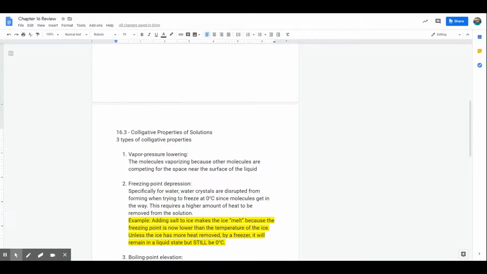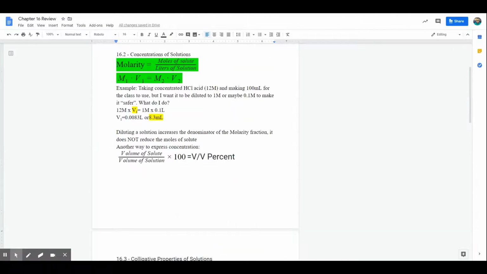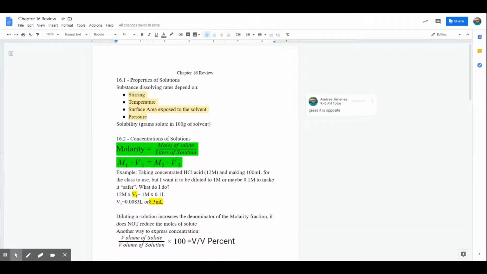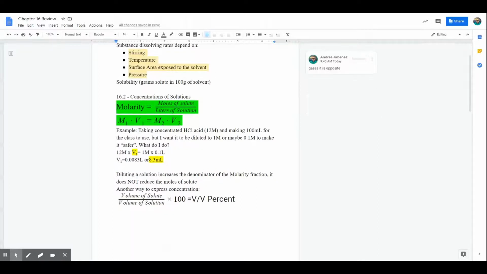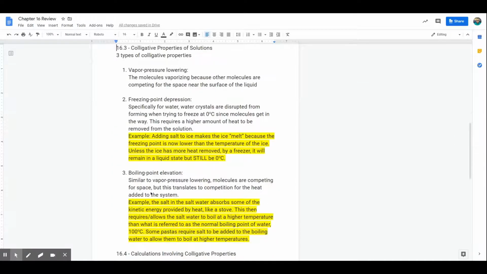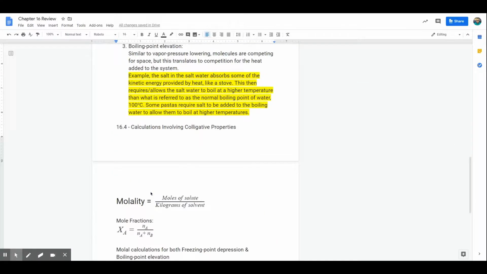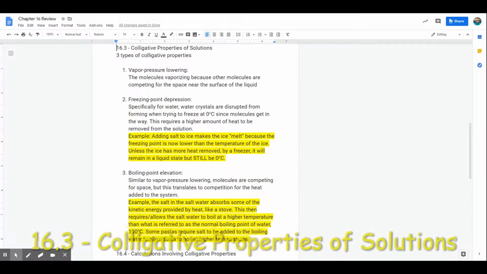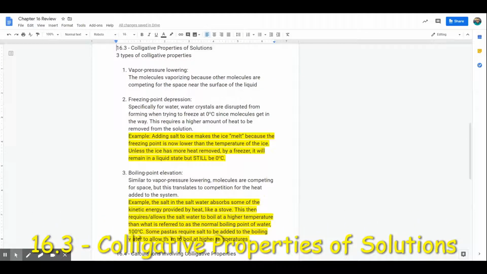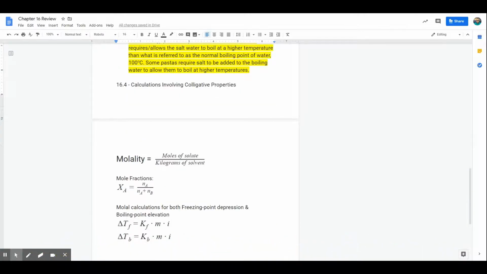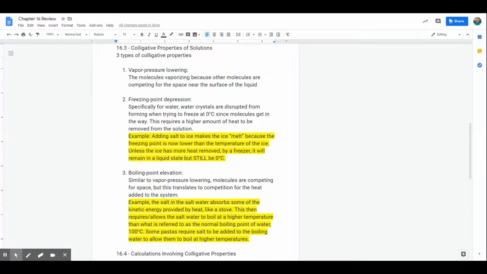All right, 16.1 and 16.2 kind of go together. So it talked about how to increase or decrease the rates of dissolving, and then it talked about different concentrations and calculations. 16.3 and 16.4 are relating to each other. So in 16.3, it covers the ideas that will eventually be used in 16.4 to do the calculations. So let me go over 16.3.